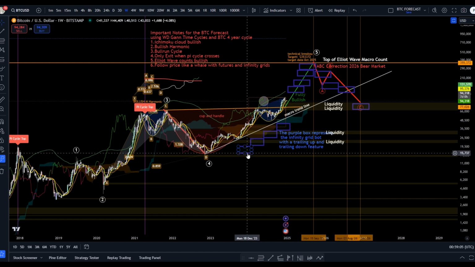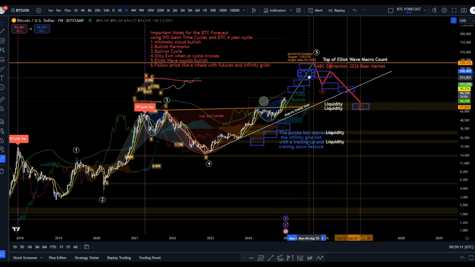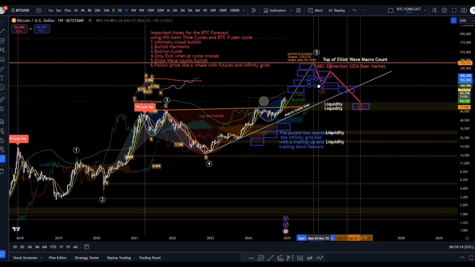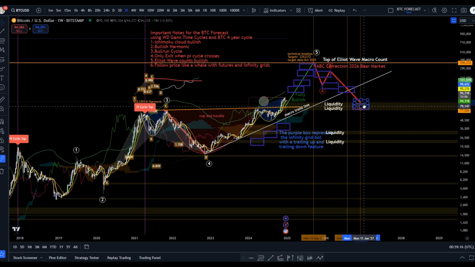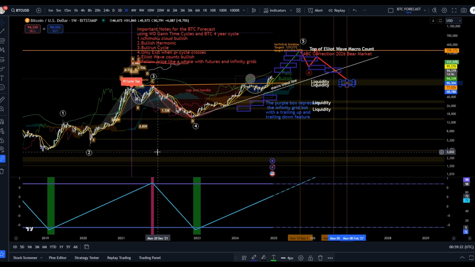We also have another very useful oscillator down here which calls the bottoms and tops of the markets. Here it calls the top of the previous cycle. Here it called the bottom of the last cycle, and it's projecting the top of the market as we illustrated between September 2025 and December 2025.